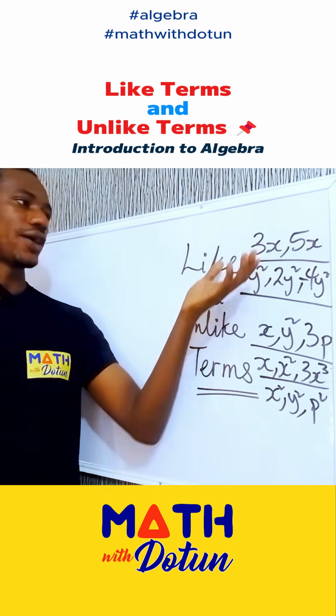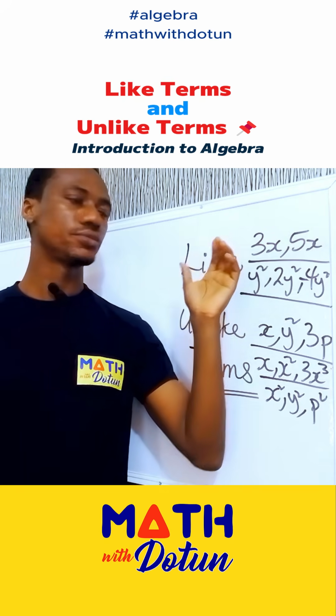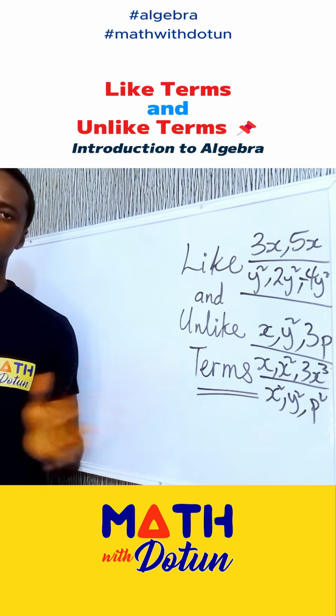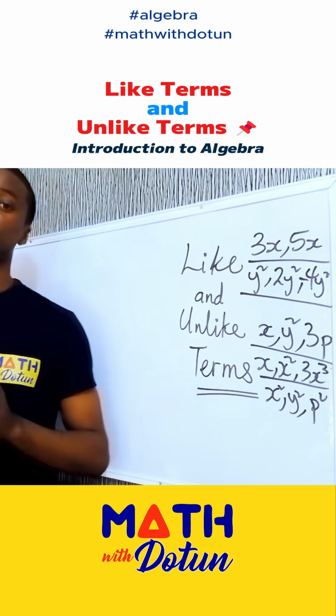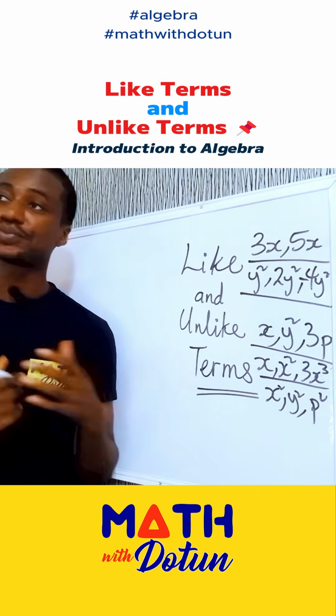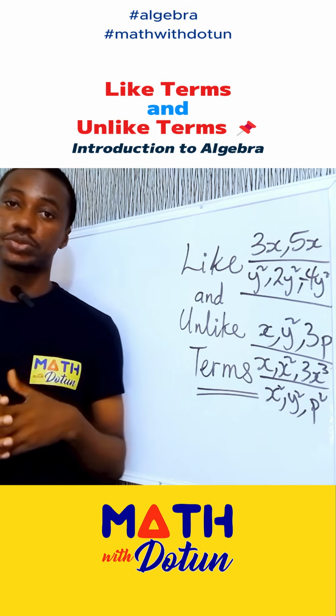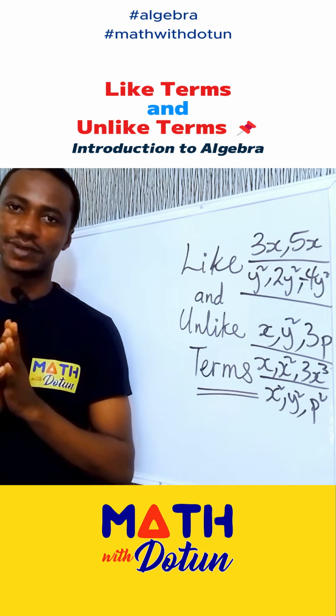Okay, so if you don't have the same variable, the same power, you cannot call them like terms. So it is very important because for us to simplify or solve our equation in algebra, we must understand the concept of like terms.